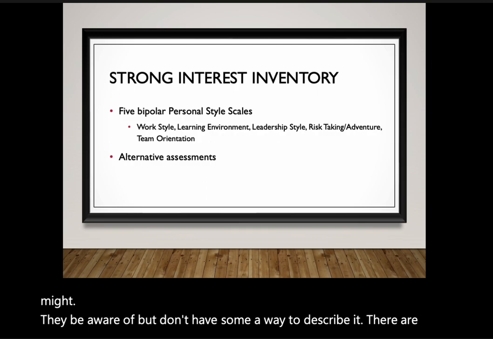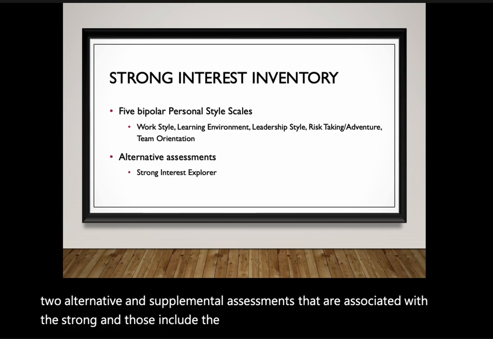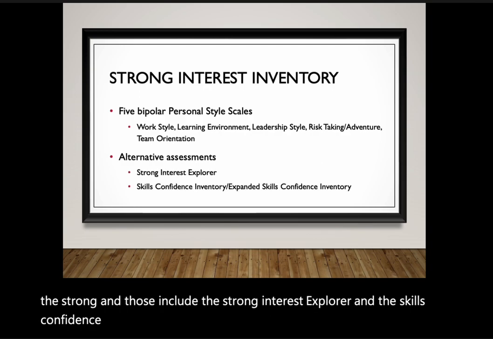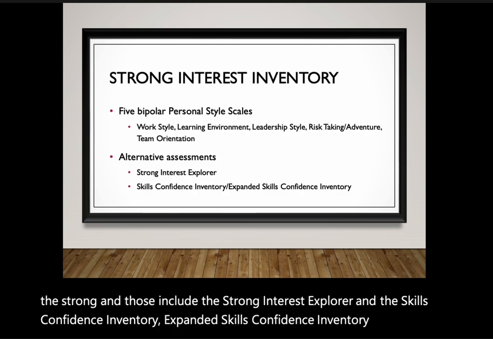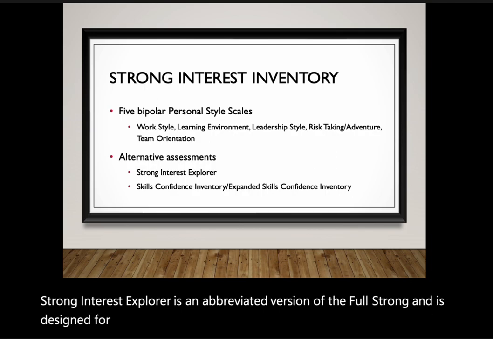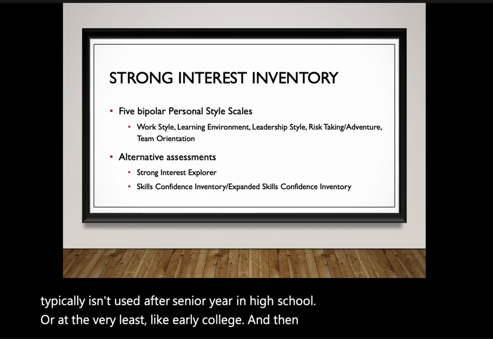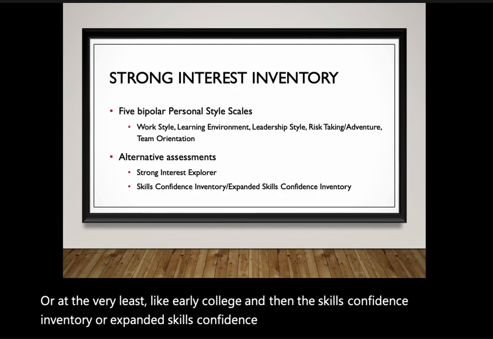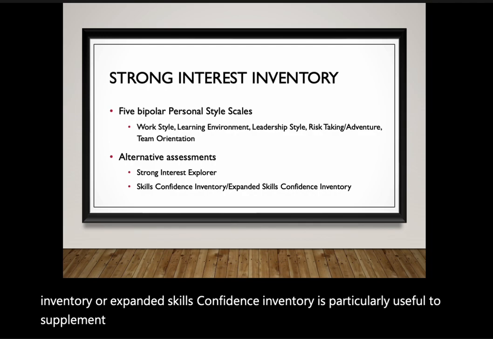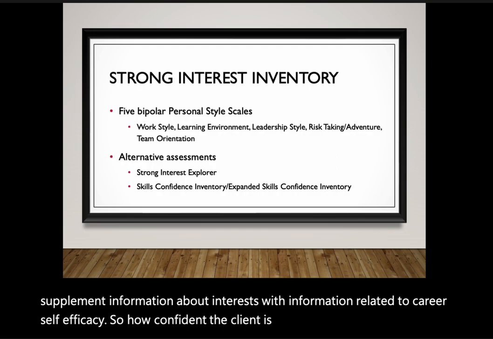There are also two alternative and supplemental assessments that are associated with the Strong, and those include the Strong Interest Explorer and the Skills Confidence Inventory, or Expanded Skills Confidence Inventory. The Strong Interest Explorer is an abbreviated version of the full Strong and is designed for use with individuals as young as grade 8, but typically isn't used after senior year in high school, or at the very least, early college. And then the Skills Confidence Inventory is particularly useful to supplement information about interests with information related to career self-efficacy. So, how confident the client is in their own abilities.